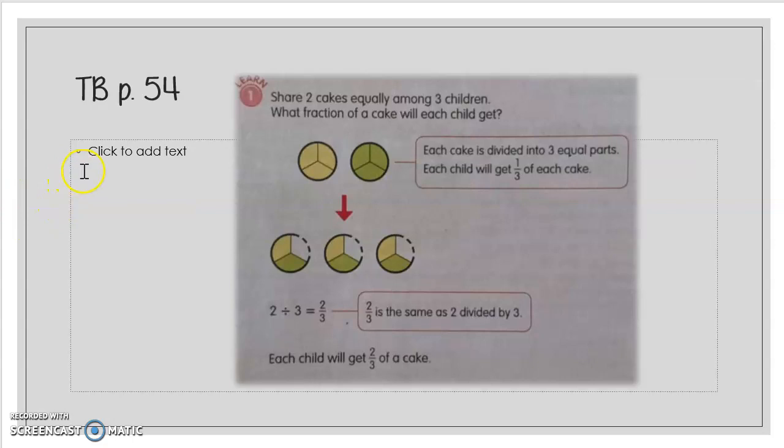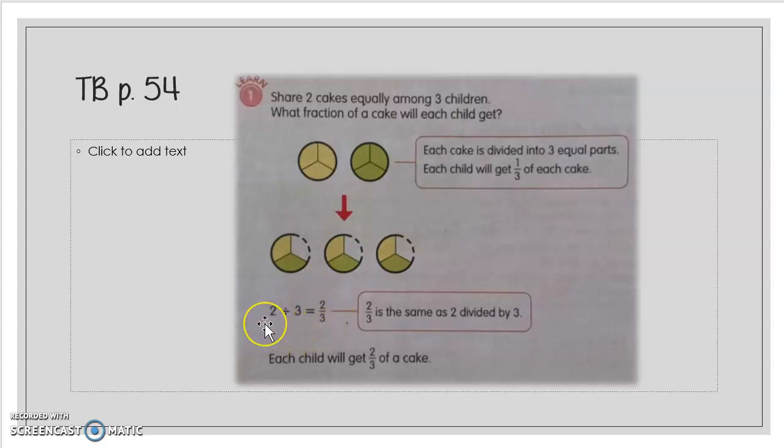Okay, in this one, share two cakes equally among three children. Which one will you share? It means the cakes, right? And then this one is the three children. So what fraction of the cake will each child get? Because you have two cakes, and then you will divide by three. Share equally, that one is the clue. It means you will divide by three. So of course, 2 divided by 3, you will get 2 over 3.